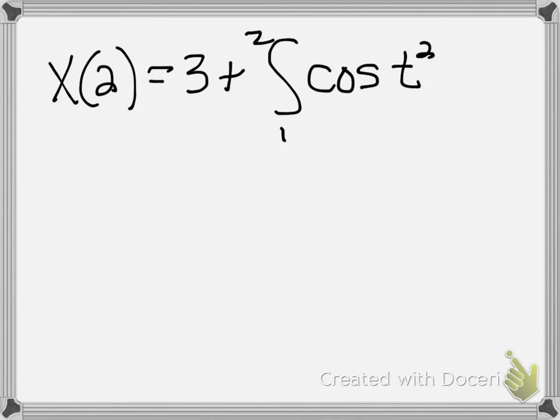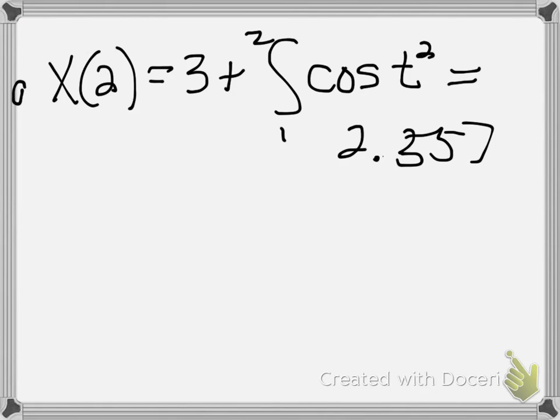Because cosine is the x-coordinate, and we're figuring out where, position-wise, do I start? 3 on the x, the point is at 3, 5. And how far have I gone? That's integrating from 1 to 2. Our answer is 2.557.